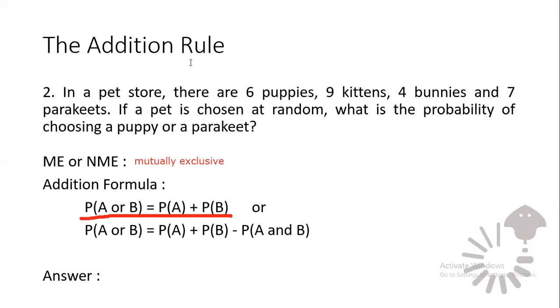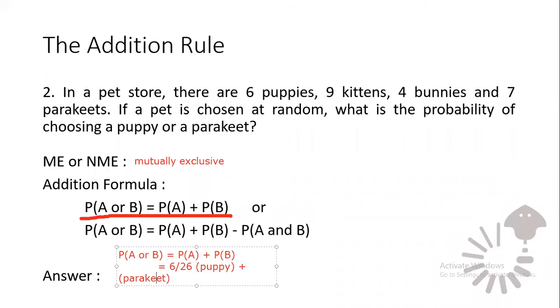So, assuming A is your puppy, and B is parakeet. What is the probability of getting puppy? 6/26. 6 puppies out of 26 pets. 6 plus 9 is 15, plus 4 is 19, plus 7 is 26. Plus, what is the probability of getting parakeet? 7/26.